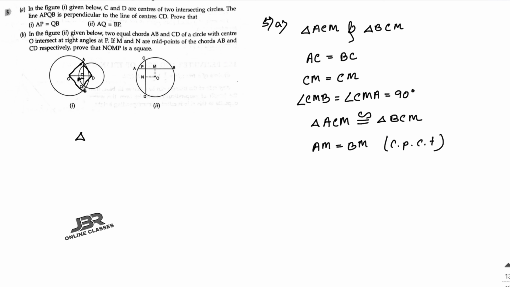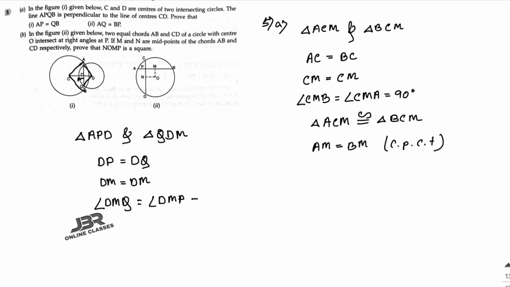Now from the next triangle, triangle APD, and the triangle QDM. First, DP is equal to DQ because both are the same radius of the same circle, and DM is equal to DM, common side, and angle DMQ is equal to angle DMP, that one equal to 90 degrees. So again triangle APD is congruent with triangle QDM.